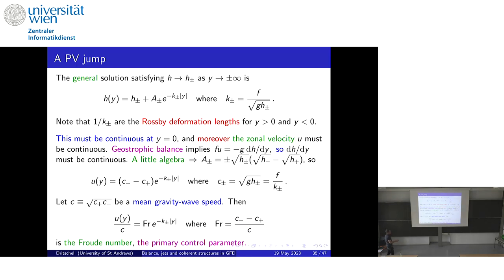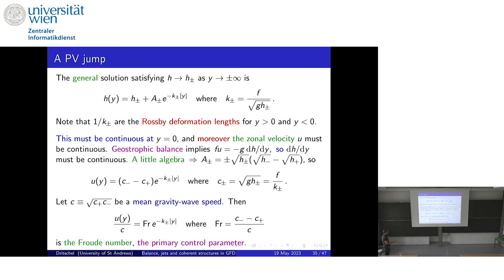Working through the algebra, a plus or minus has a somewhat crazy form like this, not so bad. It means you can write the zonal velocity as the difference in wave speeds, c minus being bigger than c plus typically, times an exponential factor which decays at different rates on either side of the interface. If you define c to be a mean gravity wave speed, the geometric mean, then you can write the velocity divided by this geometric mean speed as a Froude number, Fr, defined this way, with the scaling we've taken, times the exponential of these things.